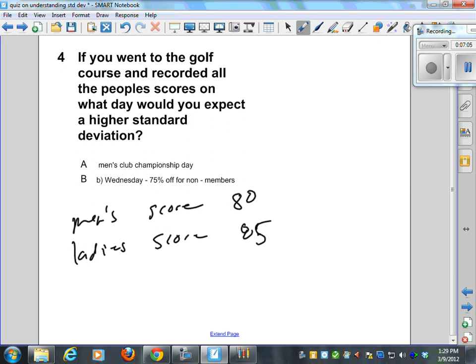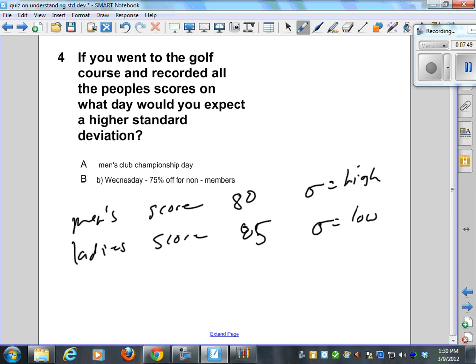Now, does that say anything about the standard deviation? Could the ladies' standard deviation be low, and could the men's standard deviation be high? Certainly, that could happen. What would it mean if the men's score was 80 and the standard deviation was high? It would mean there'd be some really good golfers and some really bad ones, but most of them are around 80. But if the ladies' average score was 85 with a low standard deviation, most of the ladies would shoot close to 85. Their best golfers wouldn't be that much better than their worst golfers.